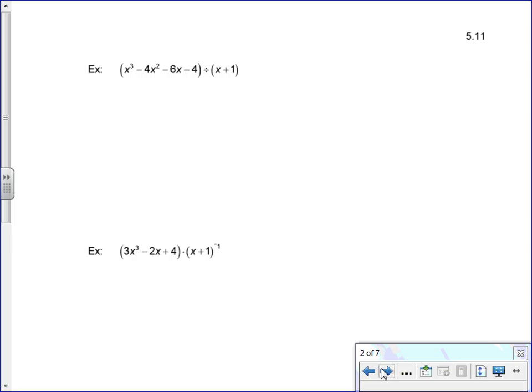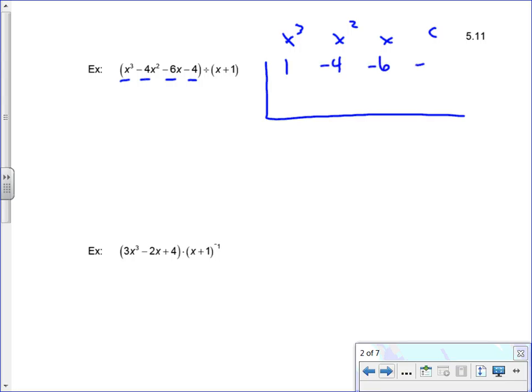I'm not going to write quite so much down for this. Okay, we draw a little upside down division symbol here, and we put these coefficients in for each of these terms. We put x cubed, x squared, x, and a constant. You don't actually have to write those things, but I'm explaining where you get these values from. So the first number is 1, the second one's -4, -6, and then finally -4.